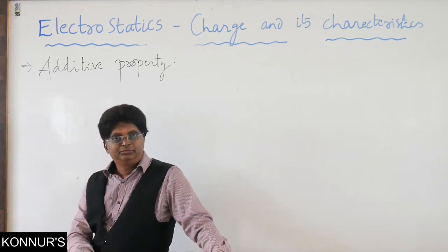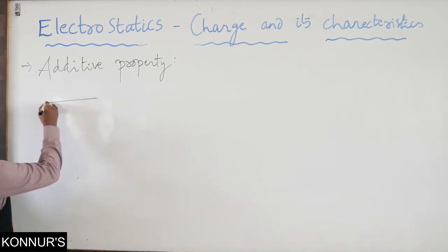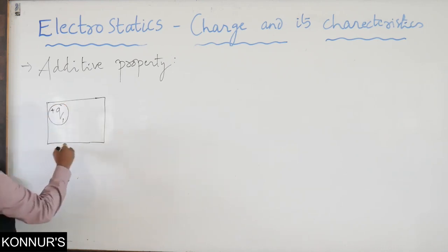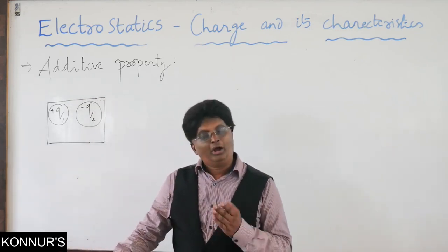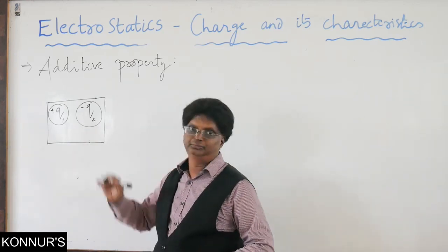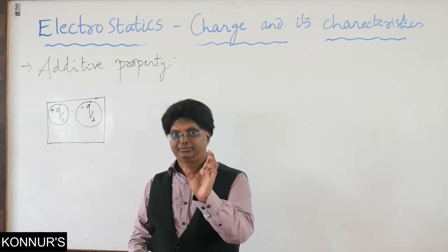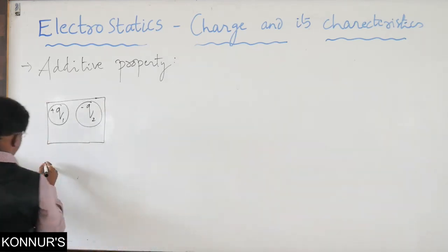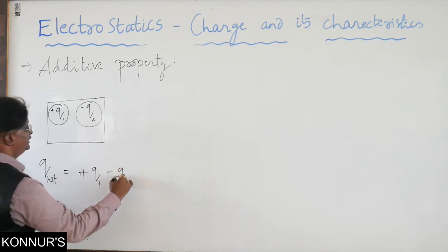What is meant by algebraic addition? One more time, see here. Suppose I have a system in which there are Q1 amount of positive charge and Q2 amount of negative charge. It has both positive as well as negative. Or the total positive charge in the system I have taken as Q1, and the total negative charge in the system is Q2. Earlier we have discussed the case of atom: negatively charged electrons and positively charged protons. If we consider atom as a system, likewise, if a system has this total negative charge and positive charge, then the net charge is always given by plus Q1 minus Q2.